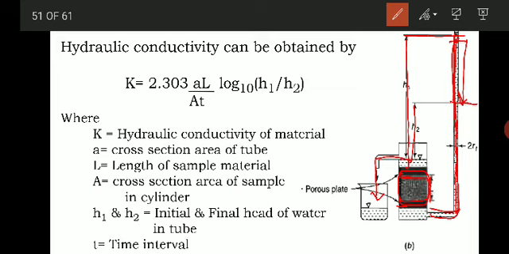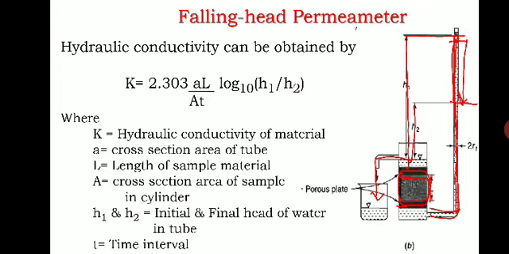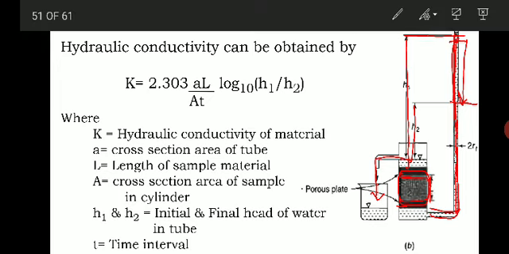So the hydraulic conductivity can be obtained by noting the flow rate Q in the tube, by this formula, that is K is equal to 2.303 aL divided by At into log to the base 10 h1 by h2. So this is the formula to find out the hydraulic conductivity for a falling head permeameter method.